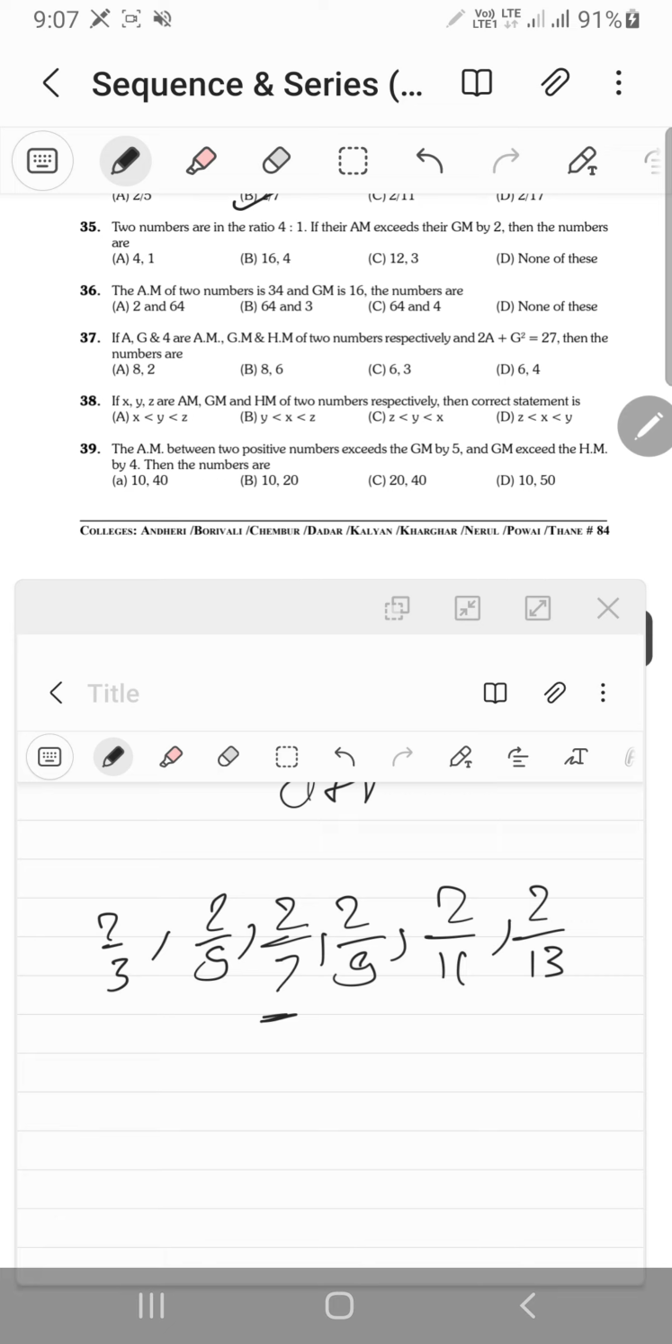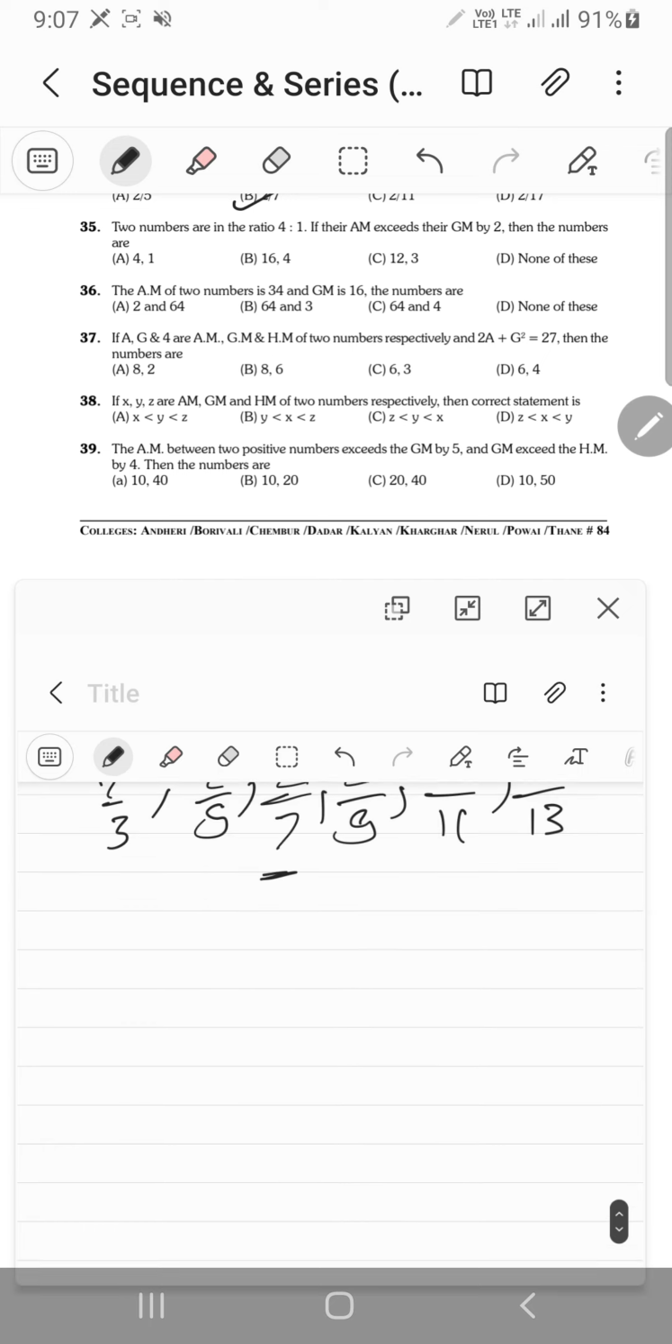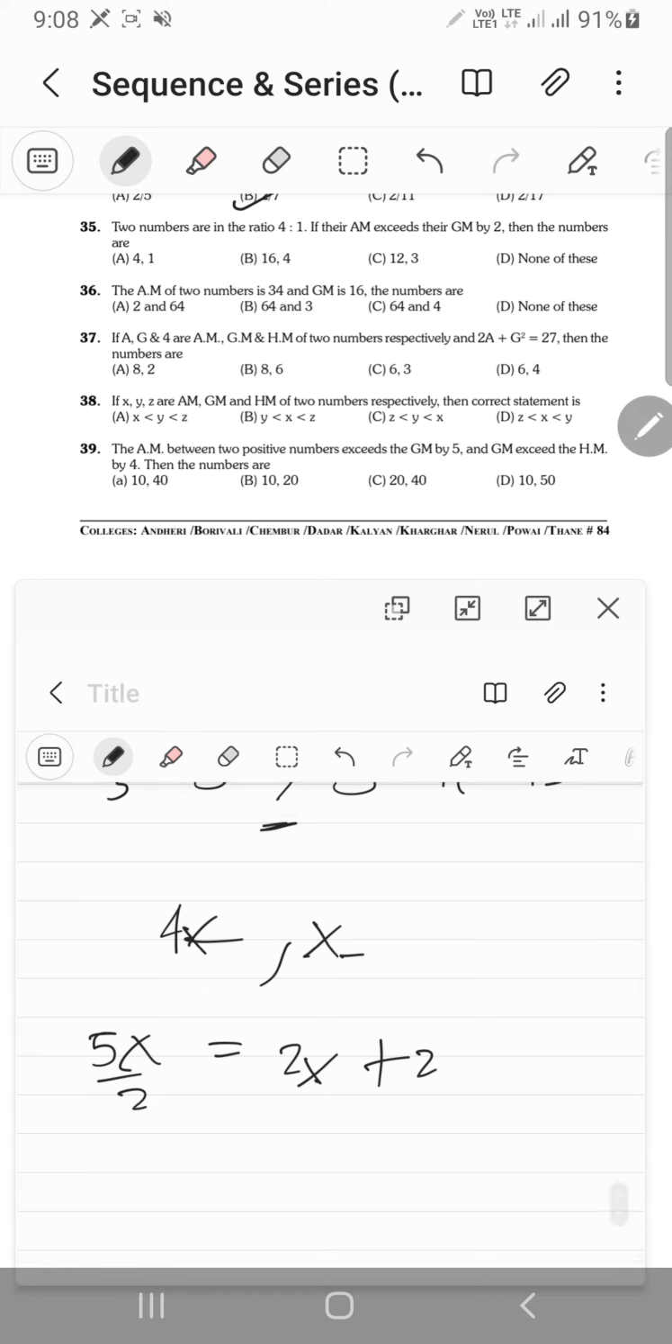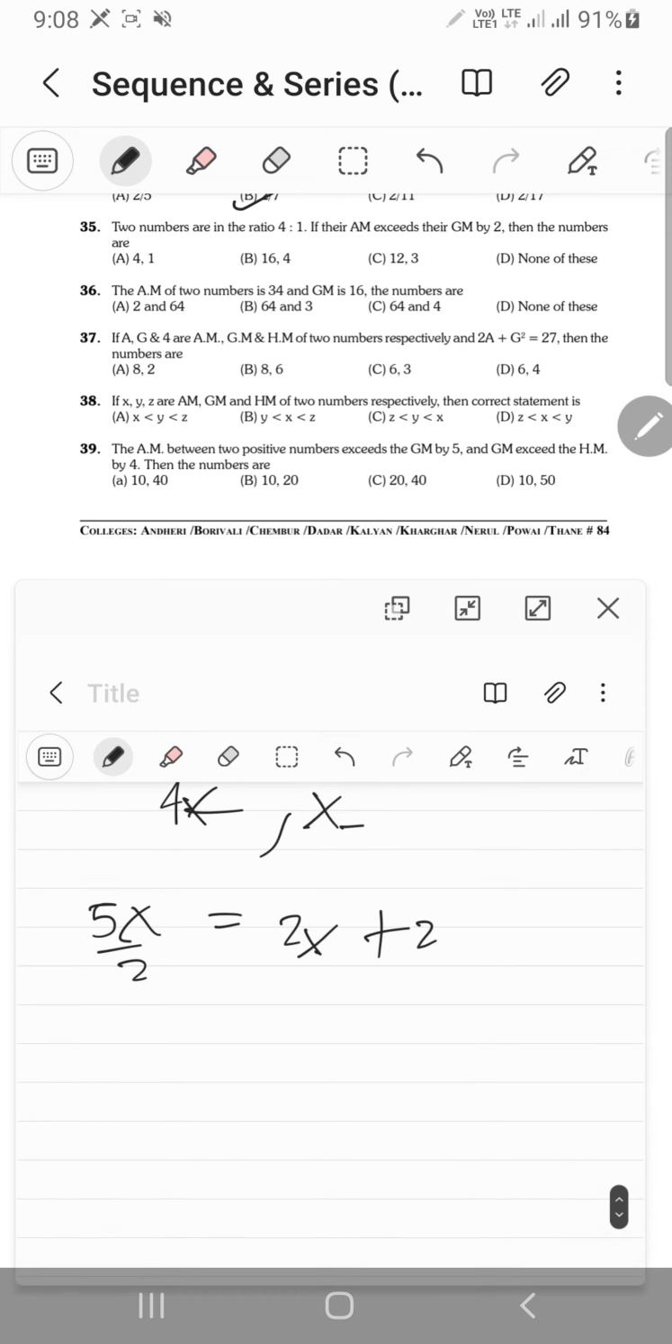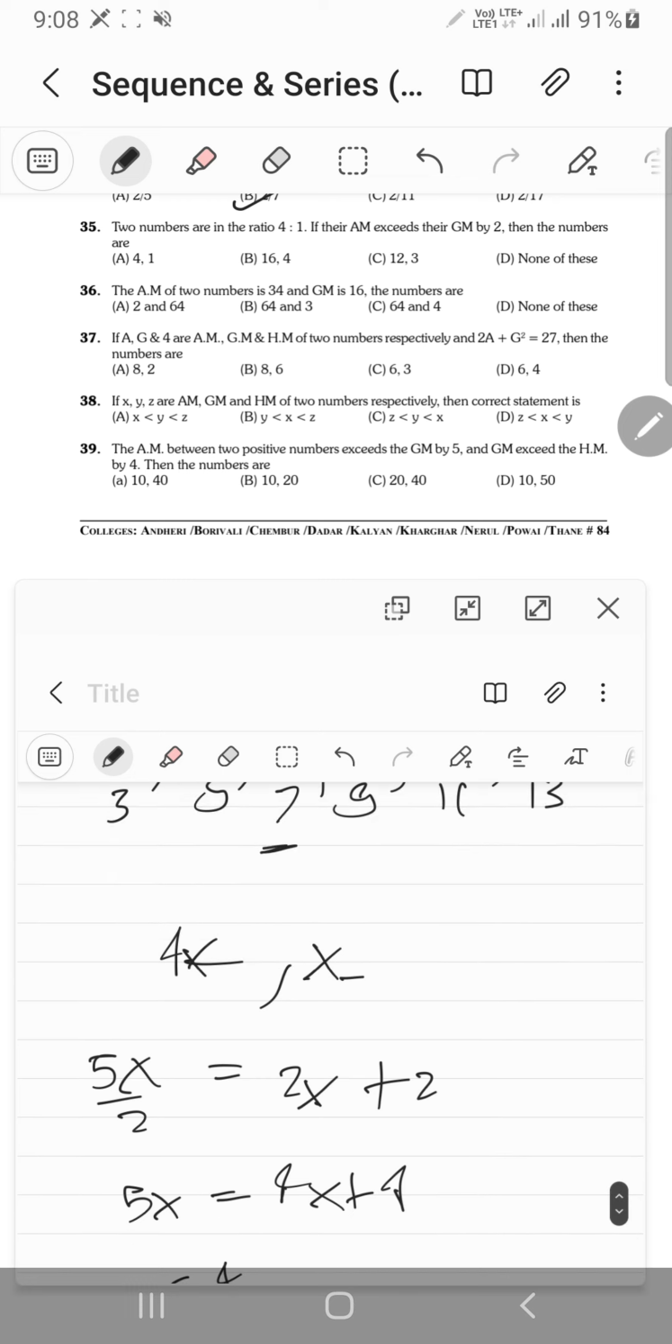Two numbers are in ratio 4:1 if their AM exceeds their GM by 2. Okay, so 4:1 is like 4x and x. If their AM, which is 5x upon 2, exceeds their GM, which is 2x, by 2, just assuming these are positive, then the numbers are, oh, this is not a bad question. So like 5x equals 4x plus 4, so x is 4. There you go. So it's just 4 and 16.